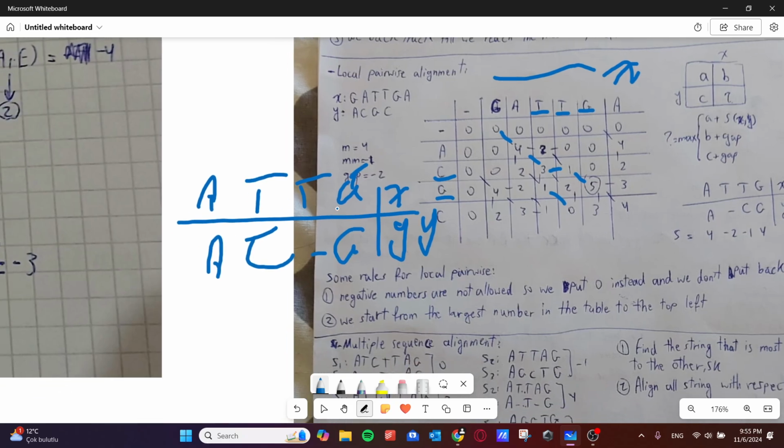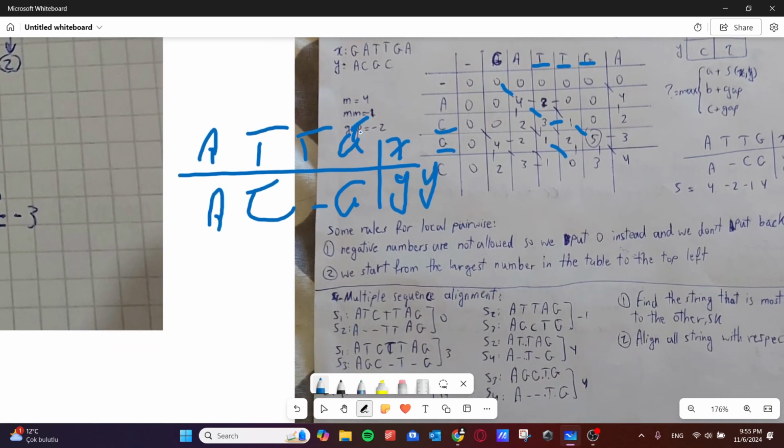So how can I make sure what I've done is correct or not? I calculate the alignment score. GG is a match, which is 4. T with gap is minus 2. T with C is a mismatch, and A with A is 4. So I get 5, which is 5 in the table, the maximum number and the number I've started with. So it's right.